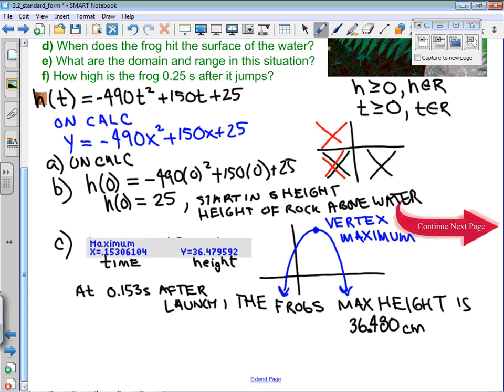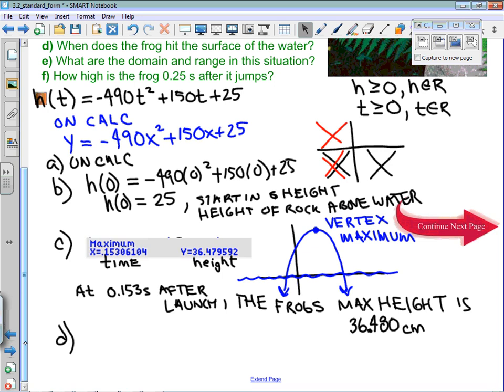All right, a few more here. D says, when does the frog hit the surface of the water? Now, keep in mind that when y is 0, it's this right here, this wavy blue line, that's when the frog is basically at the height of the water, or the water top. So he's going to hit the water. Remember, the t can't be negative, so it's going to be our positive x-intercept.